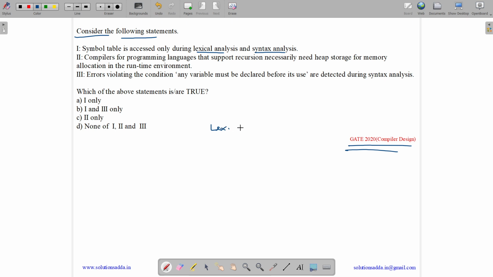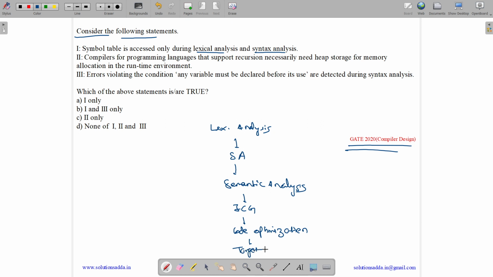First of all, we will have lexical analysis step. Then we will have syntax analysis. We will have semantic analysis. Then we have intermediate code generation. We have code optimization. And then we have target code generation. So this is basically used to convert our high level language into assembly level language.